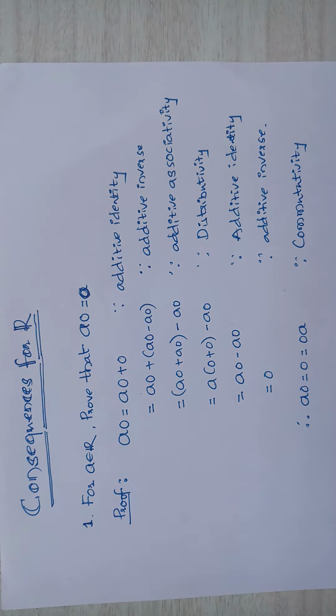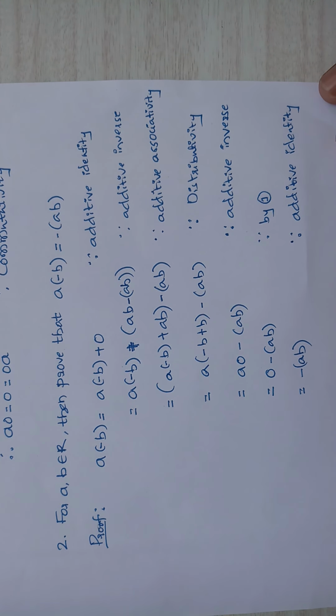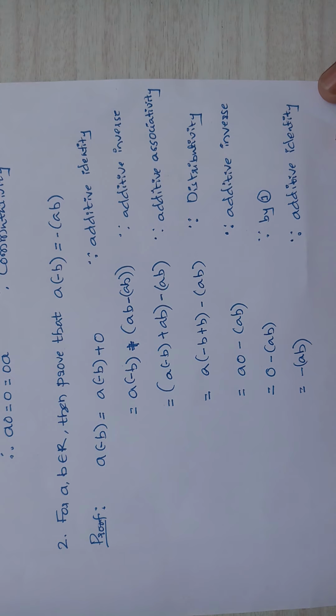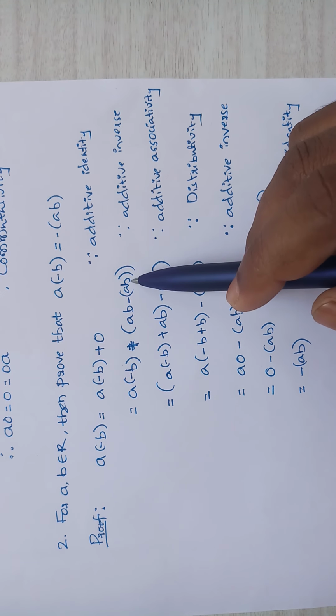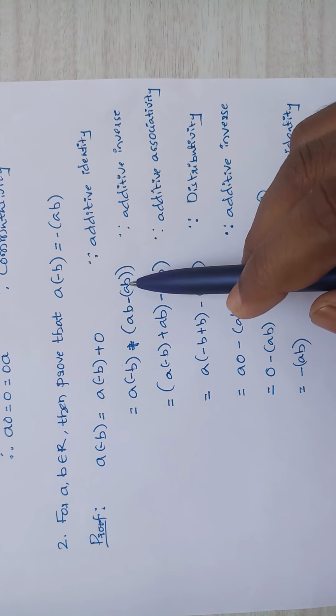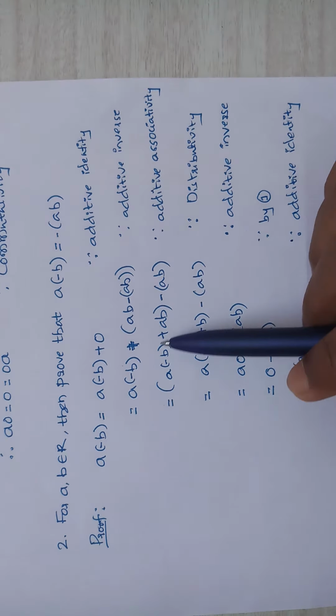So the next result is what? For all A, B belongs to R, prove that A into minus B is equal to minus of A into B. Therefore here I take A into minus B is equal to A into minus B plus 0. Your 0 is the additive identity. So using additive inverse, here I take A into minus B plus AB minus AB. This is additive inverse because AB minus AB is 0.